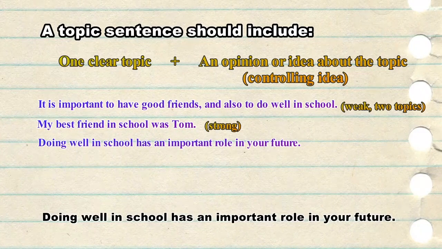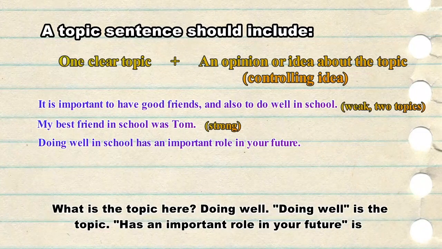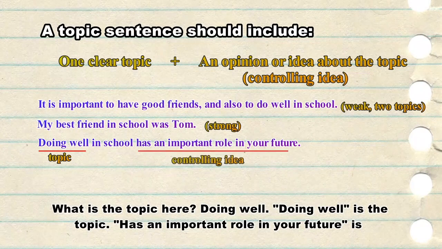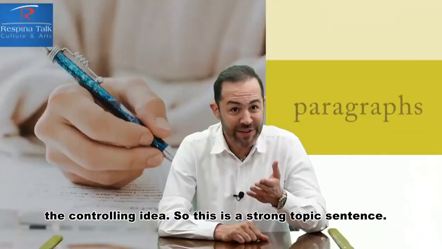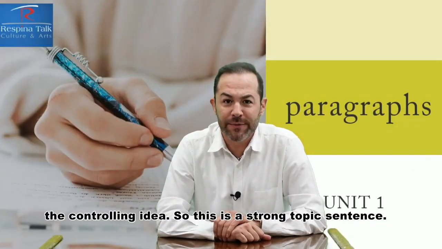Doing well in school has an important role in your future. So, what is the topic here? Doing well. Doing well is the topic. Has an important role in your future is the controlling idea. So, this is a strong topic sentence.